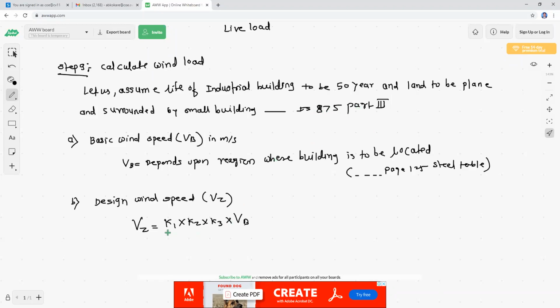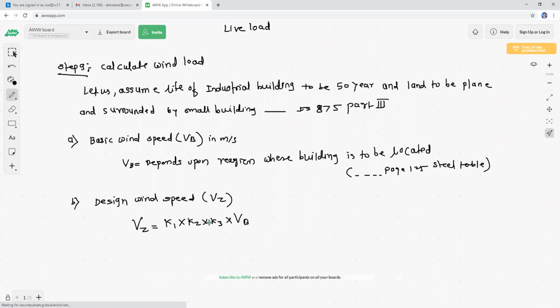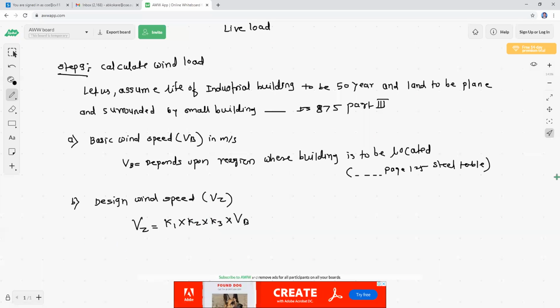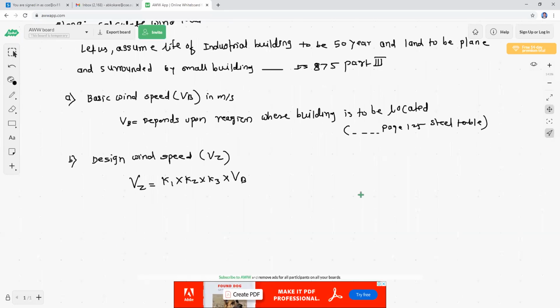Okay. So K1, K2, K3 values are available in this IS 875 part 3, or maybe in the examination they are given directly. K1, K2, K3, these are the factors we have seen in detail. So the wind speed is over.